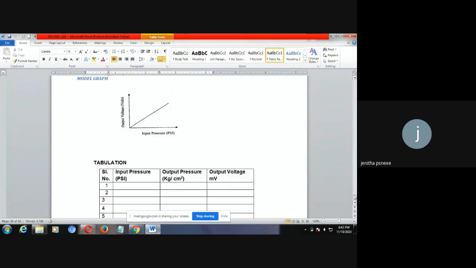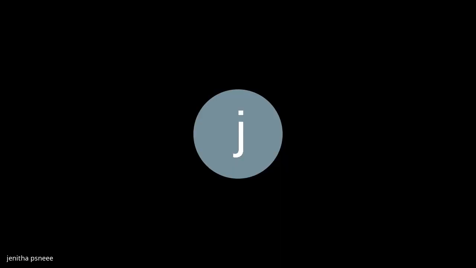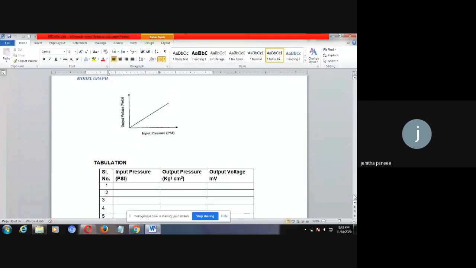And again, one thing: why is LVDT called a differential transformer? The output voltage is taken based upon the difference in the induced EMF. That is, in the secondary, both the windings make a differential output, that is ES1 minus ES2, taking the difference. So LVDT is called a differential transformer.